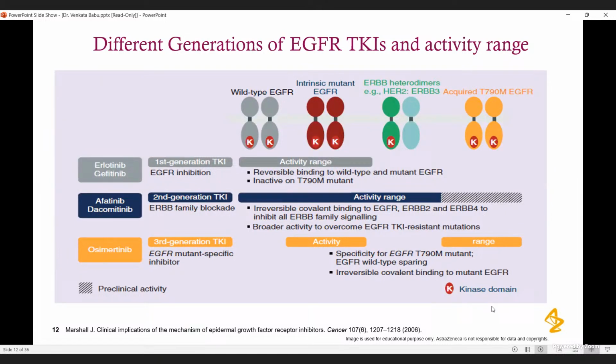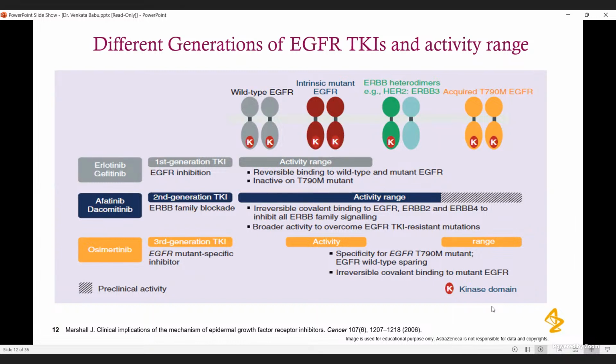So there are different generations of EGFR TKIs, and their activity range widely differs. We know that the first generation TKIs are erlotinib and gefitinib, and they are non-specific EGFR inhibitors. So they inhibit wild type EGFR as well as the EGFR mutant, but their range is limited to only EGFR mutation. They cannot inhibit HER2 mutation or HER3 receptors. Also, they are inactive against the T790M mutation.